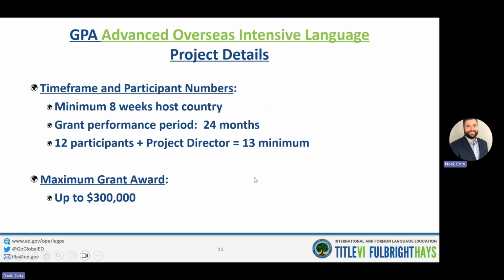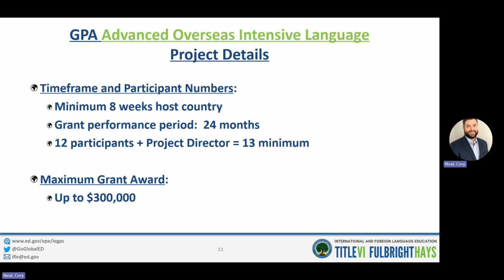Okay, the minimum time in country for a long-term project is 8 weeks. They can be anywhere from 8 weeks to a year in length. I will say on average, most successful projects tend to hover around the 8-week mark or a semester. You are given 24 months for your grant performance period.